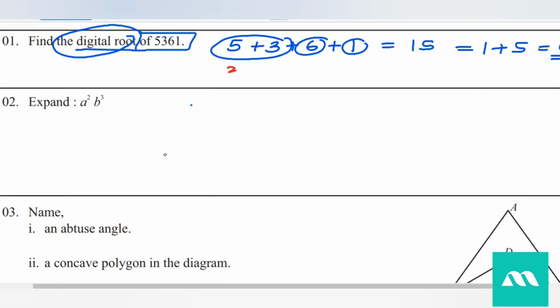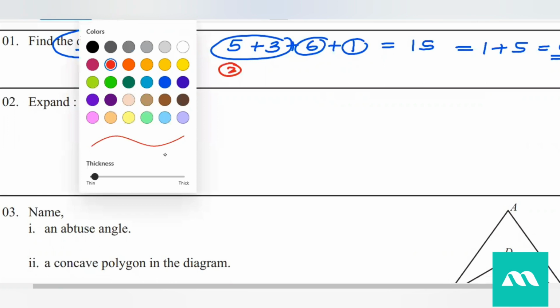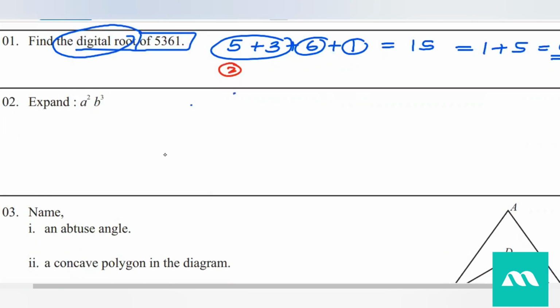2 marks are given. Okay, then here what is meant by expand? The expand means you have to write this as a product of the terms.